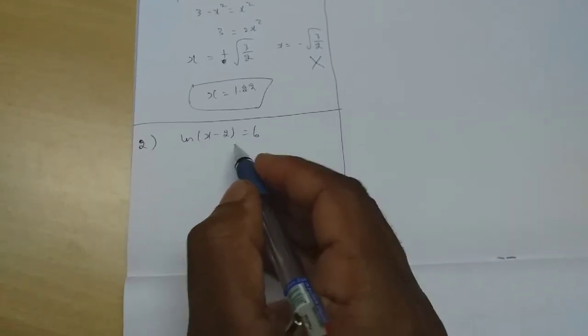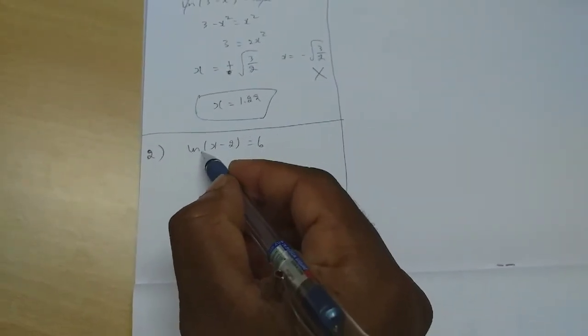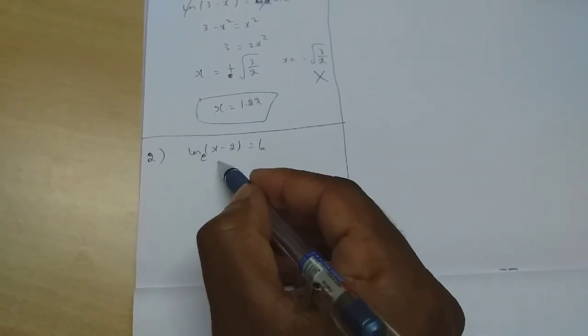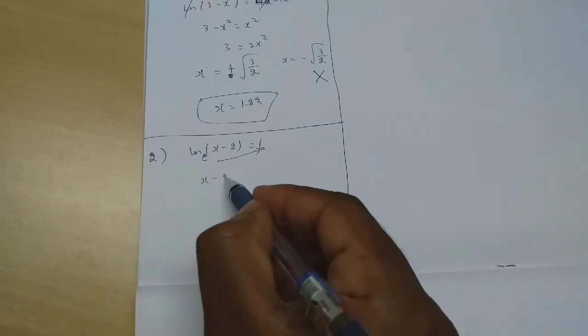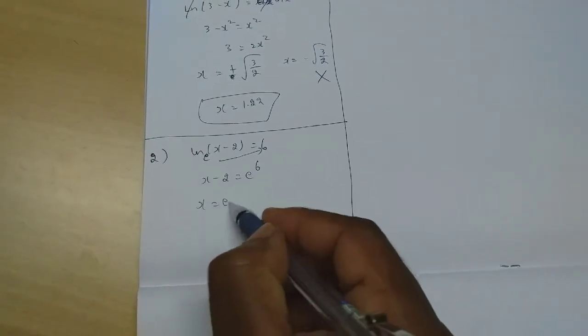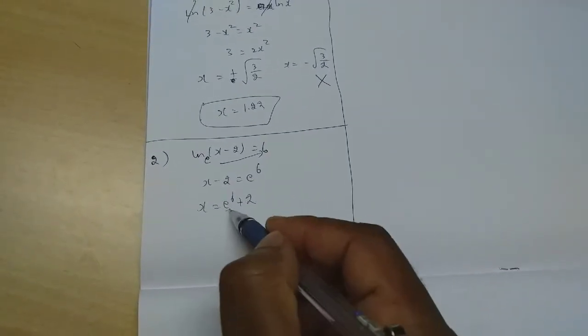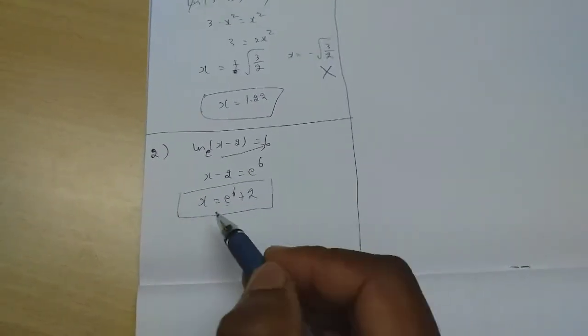Now look at next sum. Ln x minus 2 equal to 6. Nothing is there means the base is e because it's ln. To get x, I need to remove ln. So x minus 2 will become e power 6. So x equal to e power 6 plus 2 is my answer. This e you will find in calculator. That you need to use and find out.